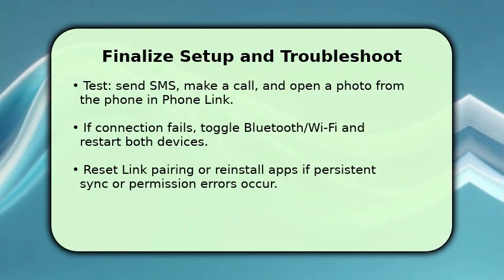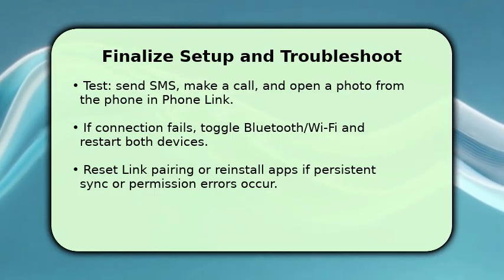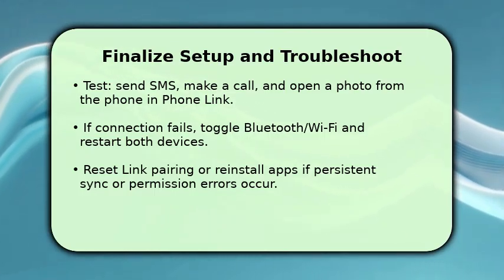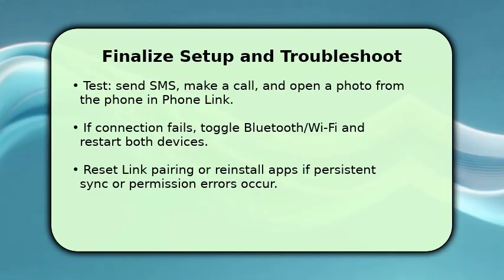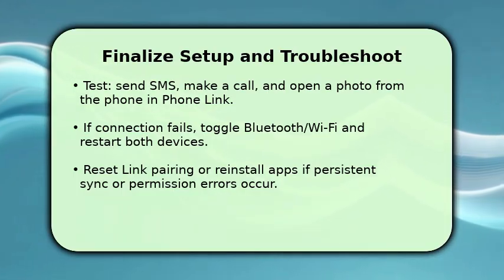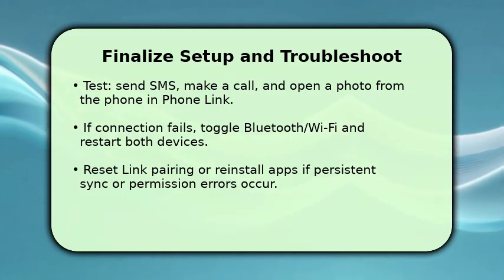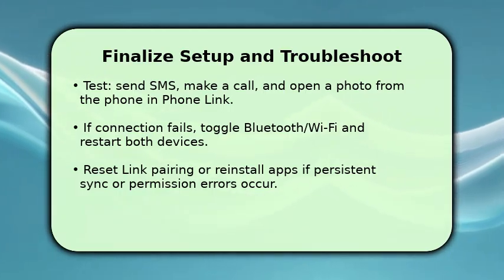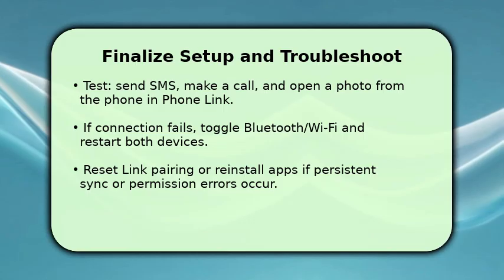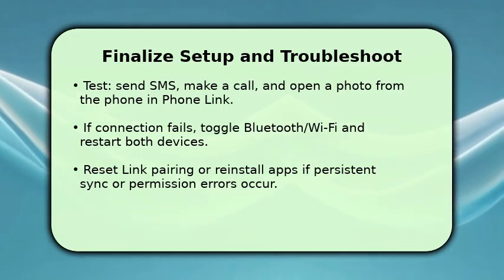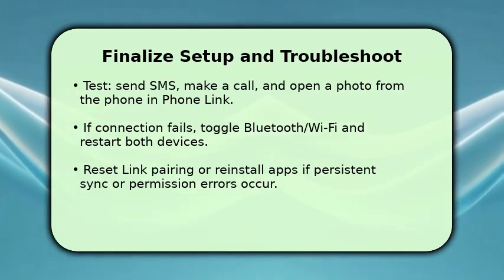If something fails, first toggle Bluetooth and Wi-Fi, then restart both devices. This clears transient network or Bluetooth states. Make sure battery saver is off and the app can run in background. If issues persist, unpair and repair or reinstall the PhoneLink and Link to Windows apps. This resets permissions and often resolves stubborn sync or pairing errors.